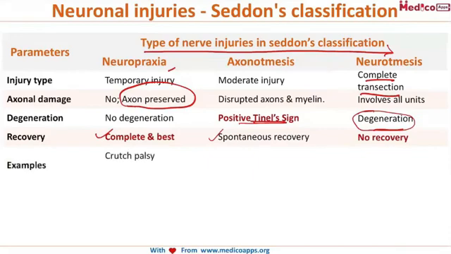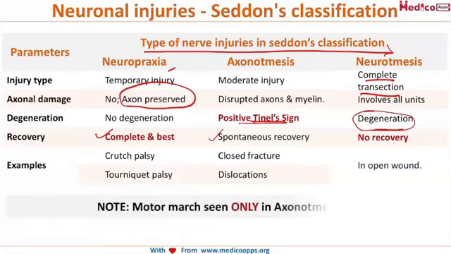Let's look at the examples of such kind of injury. For neuropraxia, it is crutch palsy and tourniquet palsy. For axonotmesis, it's a closed fracture and dislocations. For neurotmesis, it is an open wound.